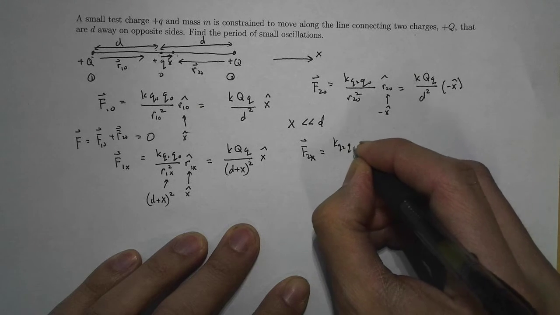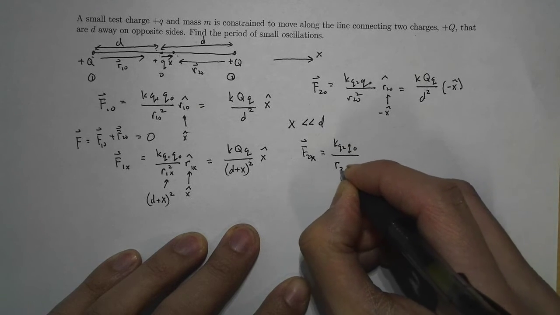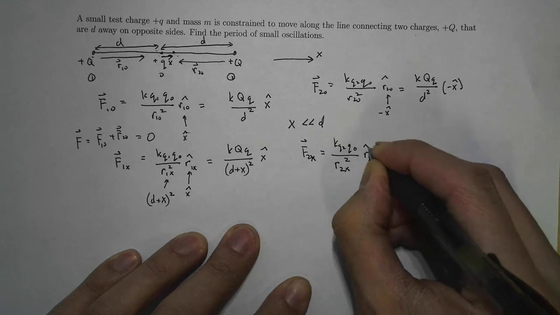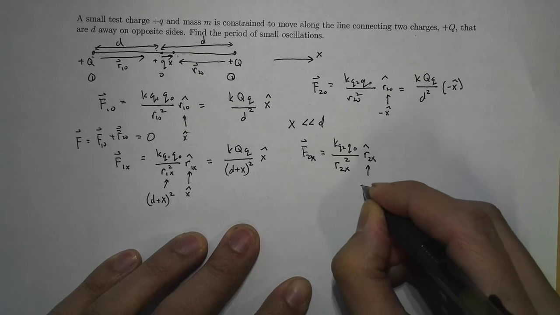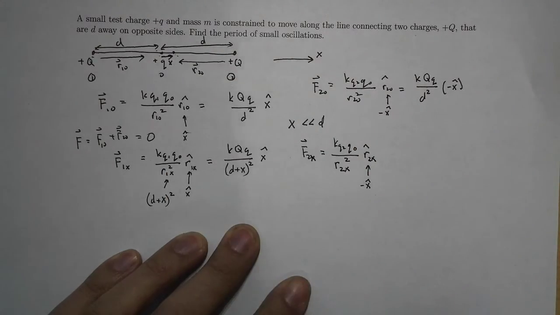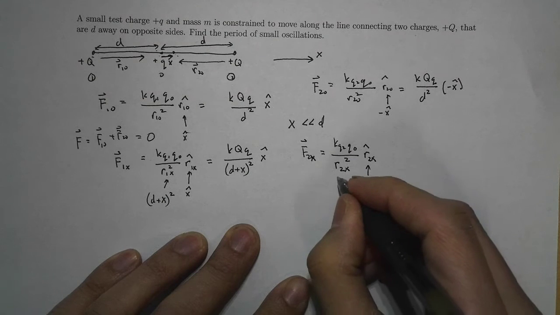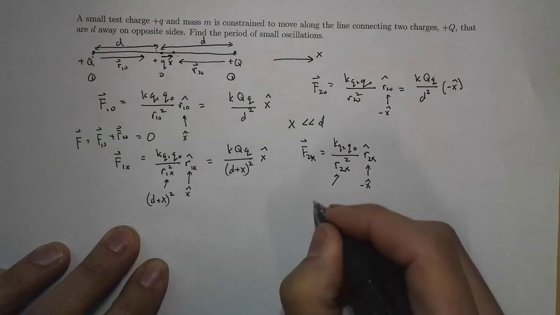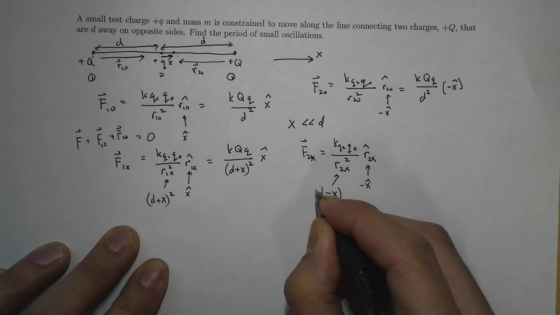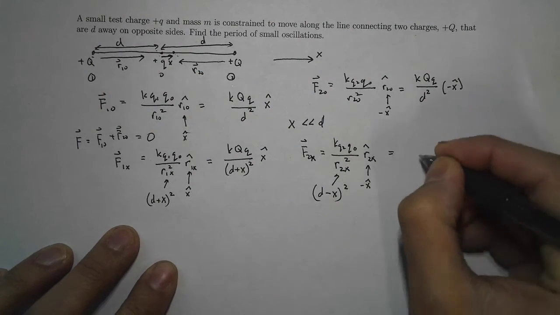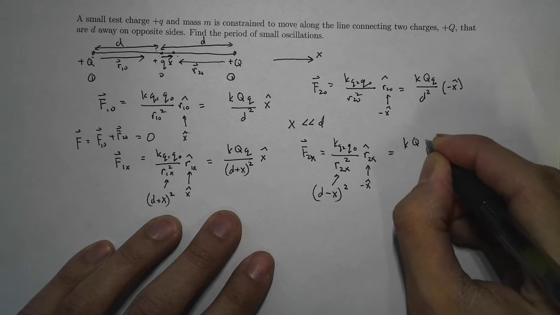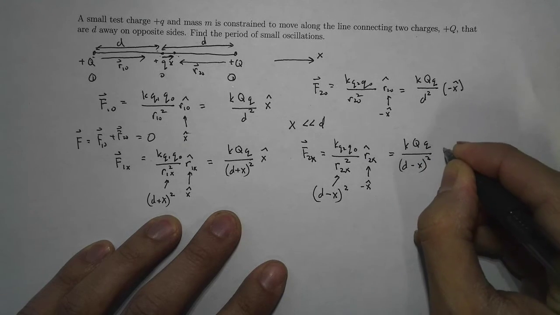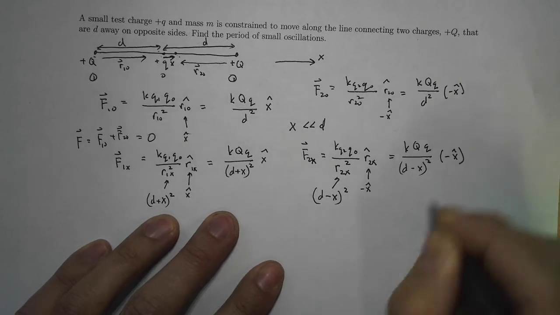This will be k Q2 Q0 over R2 at x squared, R2 at x hat. This stays the same as before. This is again minus x hat, still pointing in the exact direction. We're just going a little bit shorter in distance. But this vector, this little distance right here, goes from d to d minus x, squared. So if we put this together, k Q q over d minus x squared in the minus x hat direction.